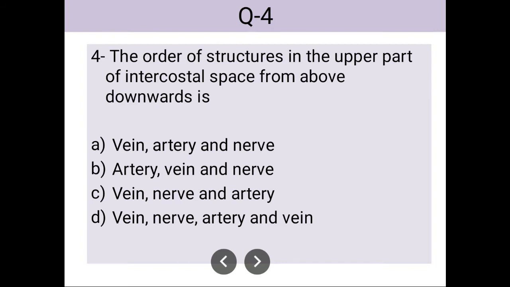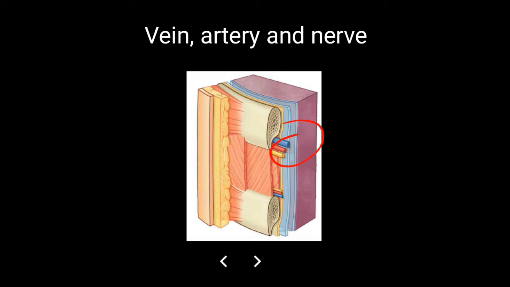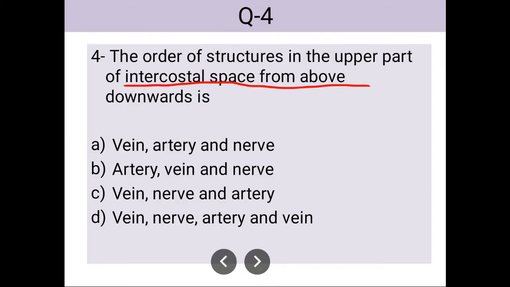Next we have question number 4. In question number 4 we have the order of structures in the upper part of the intercostal space, from above to downward. See here that from above we have the vein, artery and the nerve. So A is the best answer here: vein, artery and the nerve. I always remember it as V-A-N, vein.